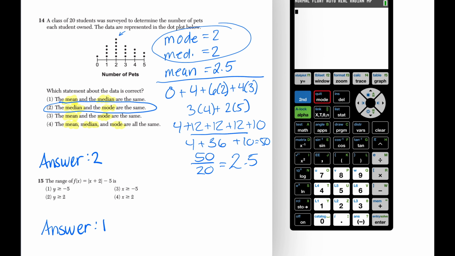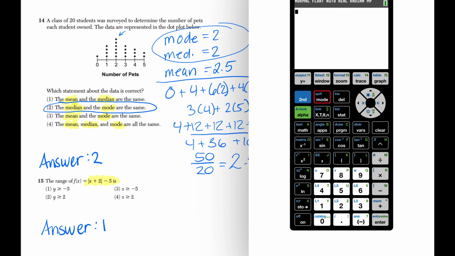All right, let's look at number 15. The range of f of x is equal to the absolute value of x plus 2, minus 5. And I want to know what my range is for this one. So for this one, we have to go into our graph. We're going to go into our y equals. I'm going to clear that as well, and I'm going to put in our absolute value. So where do we see absolute value?